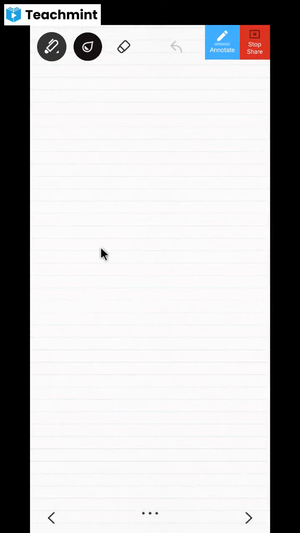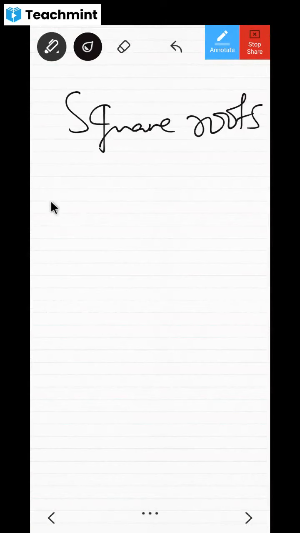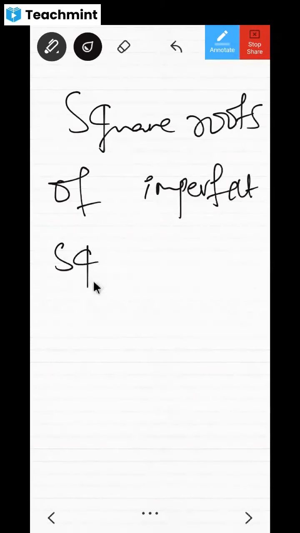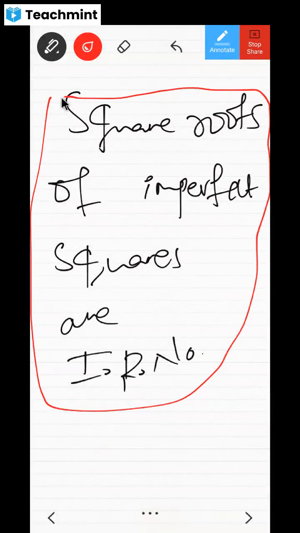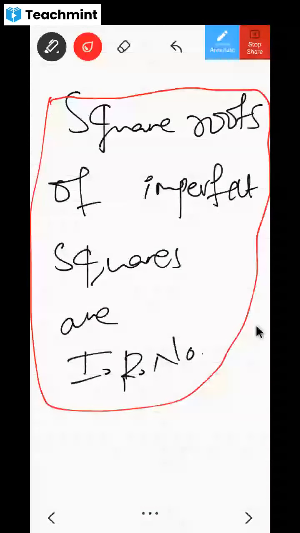So, square roots of imperfect squares are irrational numbers. Please keep it in your mind. Whatever imperfect squares there are, their square roots are always irrational numbers. Clear? Yes, sir. I hope it is clear. Okay, fine then.